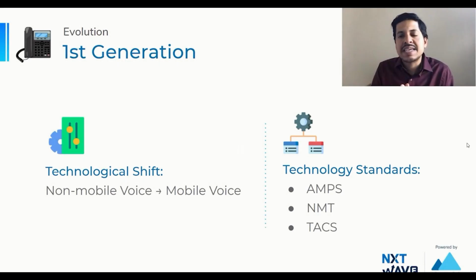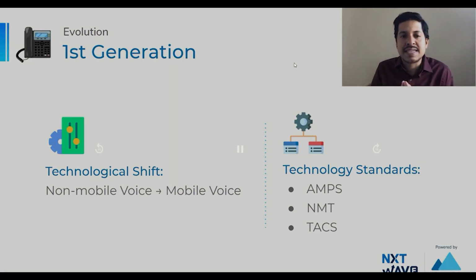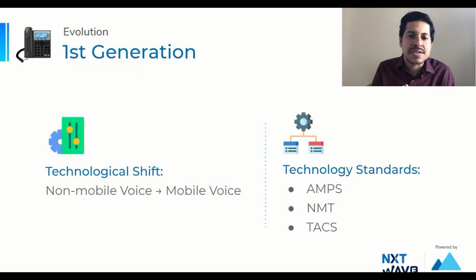And there were various technology standards that made up the first generation of mobile networking. There was a standard called AMPS, there was a standard called NMT, there was a standard called TACS. Those were all standards for the first generation of mobile networking.